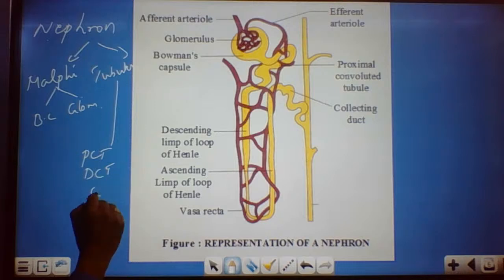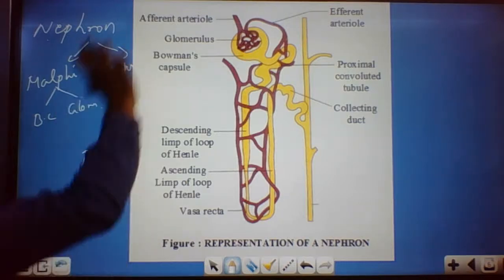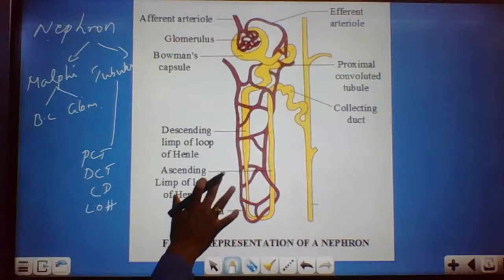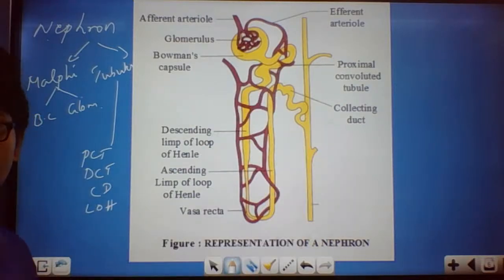The collecting duct, and your loop of Henle. So these are all the tubules that you could see, right? These tubules are otherwise called uniferous tubules.